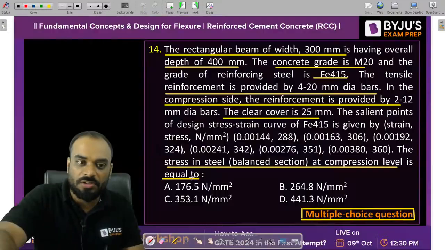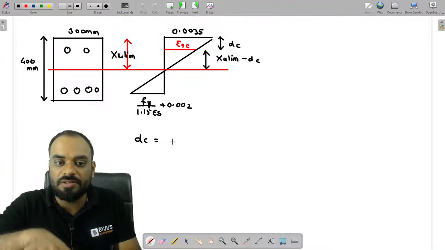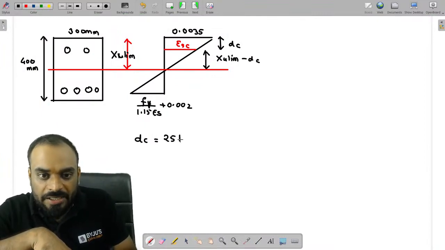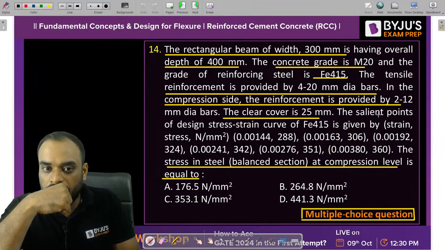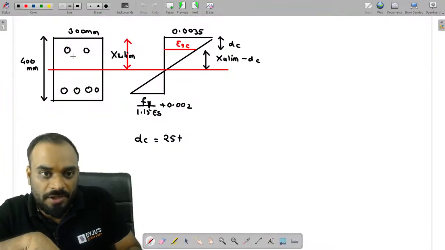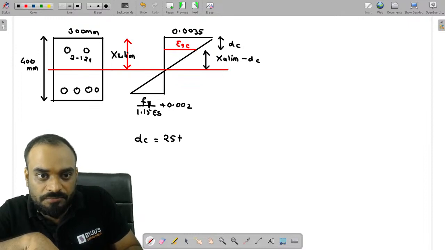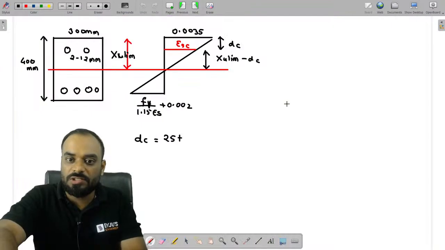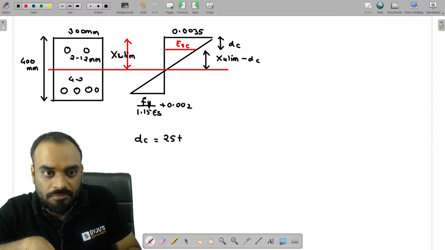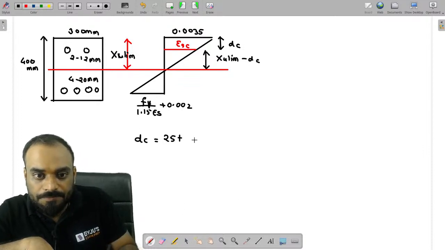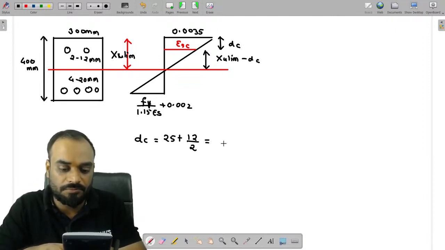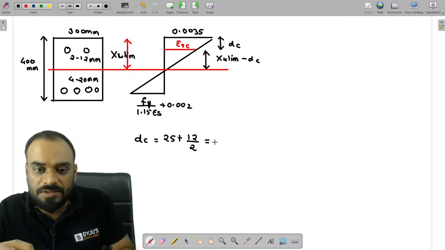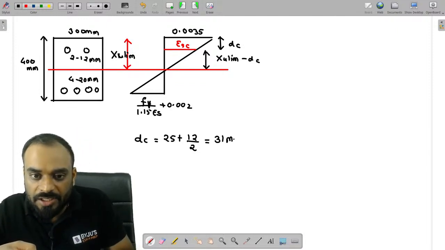So let's calculate, guys, what is the value of dc first. dc is equal to what? You know that the clear cover is already given, which is 25 mm. And the diameter of compression reinforcement is how much? 12 mm. It is 2 bars of 12. And this one is 4 bars of 20. So it is 12 divided by 2. Let's calculate this. So this is 31 mm.